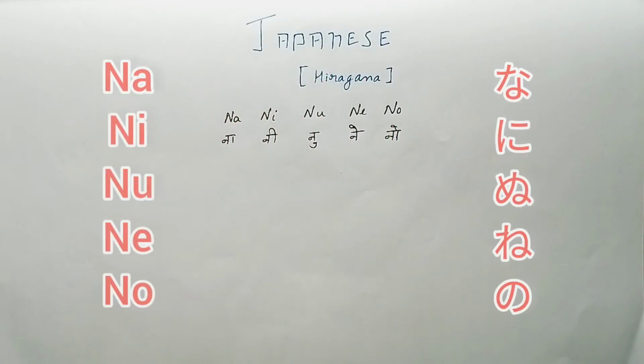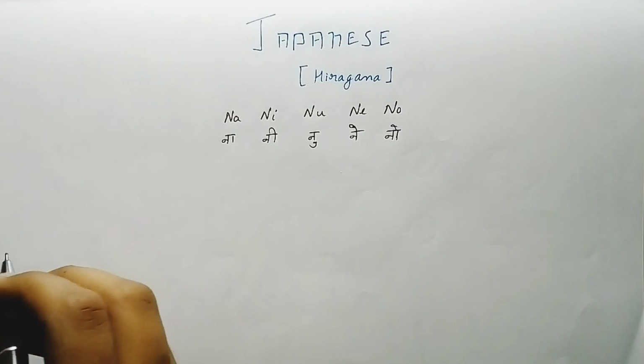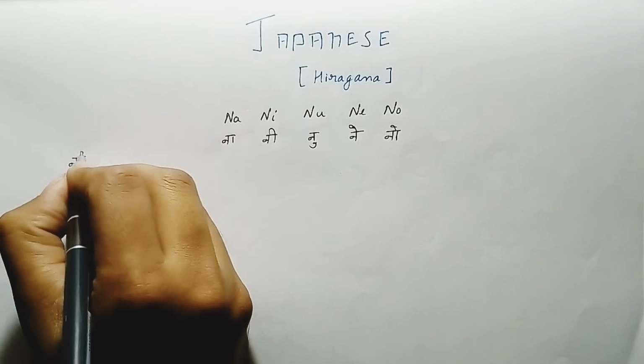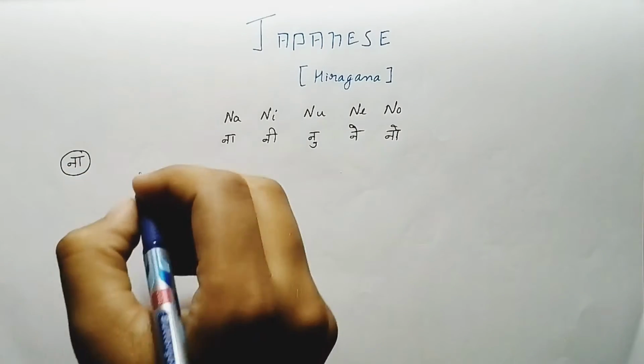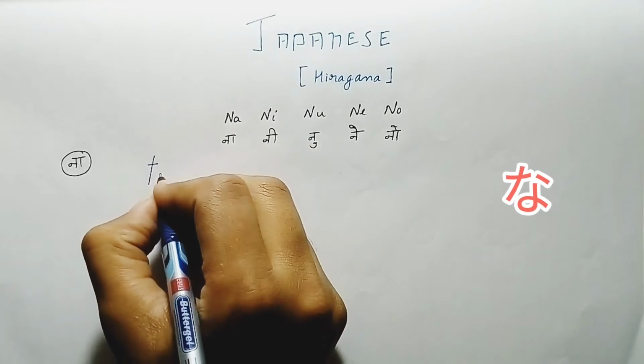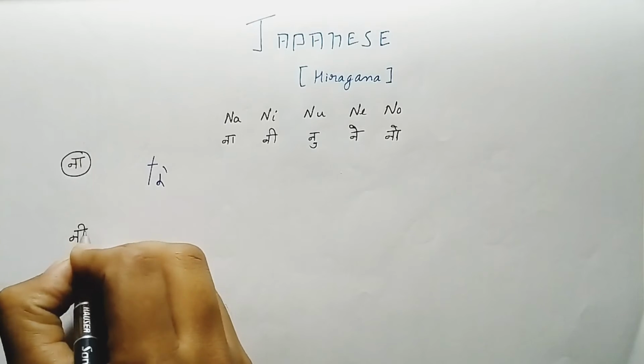In this video we will learn na, ni, nu, ne, no. Our first alphabet is na. 1, 2, 3 and 4. Our second alphabet is ni.